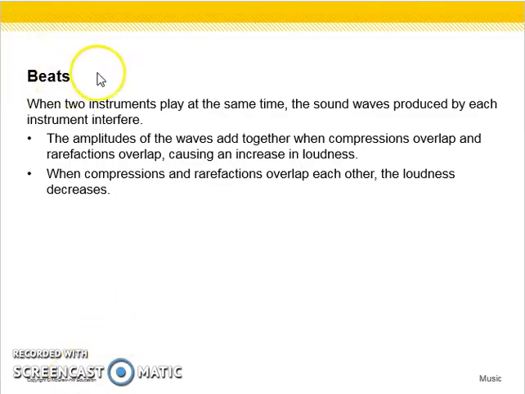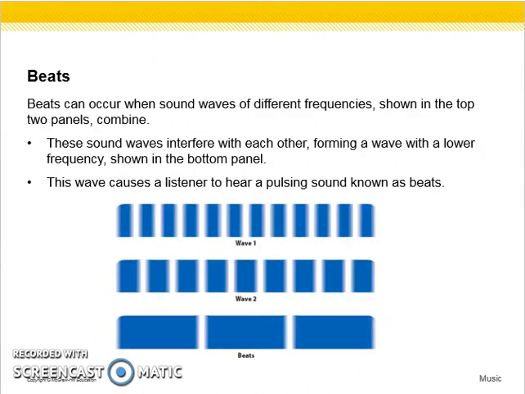Heading, beats, followed by the page number. You'll need the entire slide in your notes. When two instruments play at the same time, the sound waves produced by each instrument interfere. First bullet point, the amplitudes of the waves add together when compressions overlap and rarefactions overlap, causing an increase in loudness. When compressions and rarefactions overlap each other, the loudness decreases.